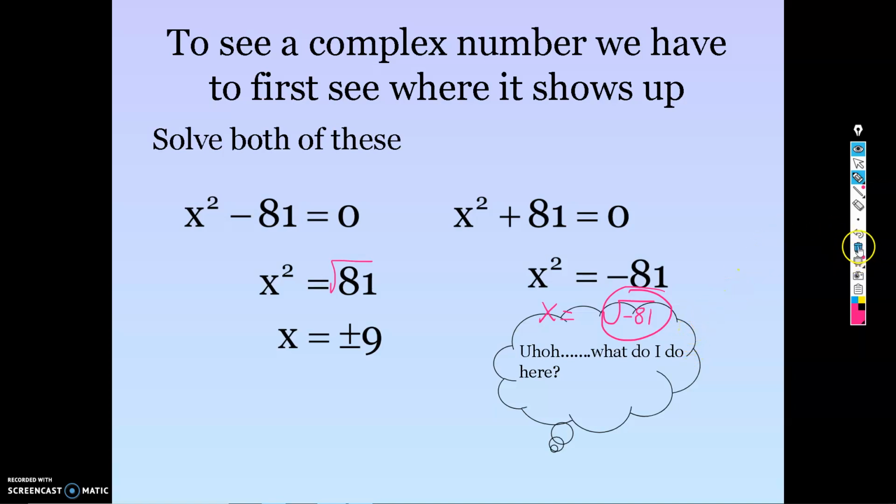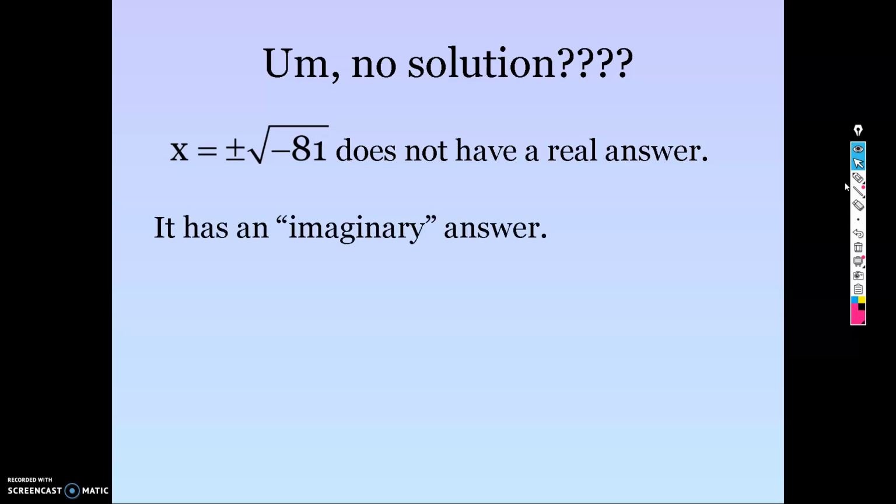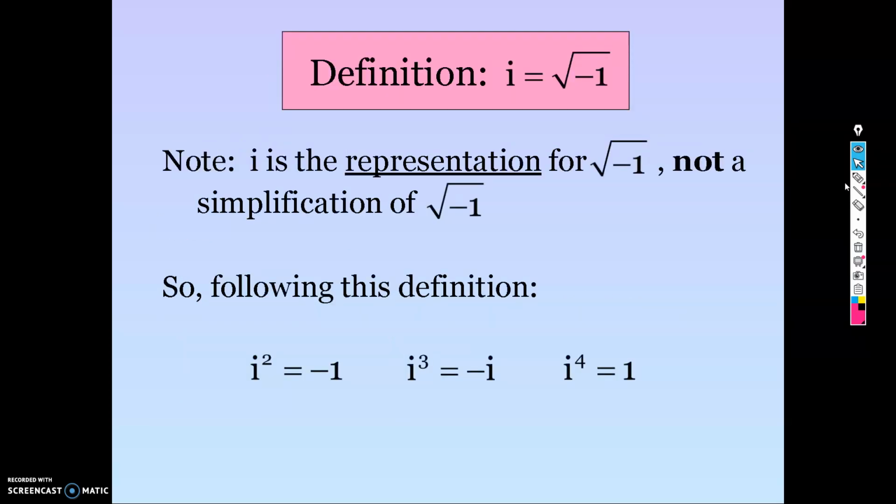Up until now. So these are what imaginary numbers are going to be used for if we get negatives under the square root. Plus or minus square root of negative 81 does not have a real answer. However, it has an imaginary or a complex answer. So to define a complex number, we have to create a new variable, and this variable is going to be lowercase i. Think lowercase i for imaginary. So the definition of i is equivalent to the square root of negative 1.